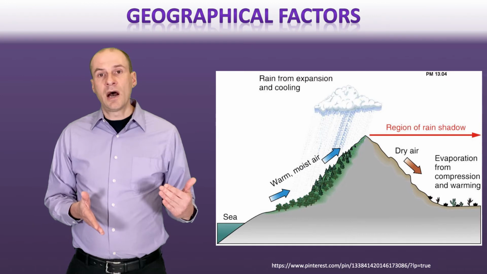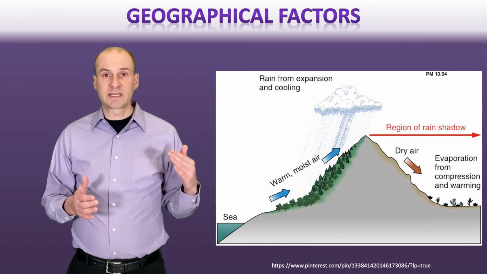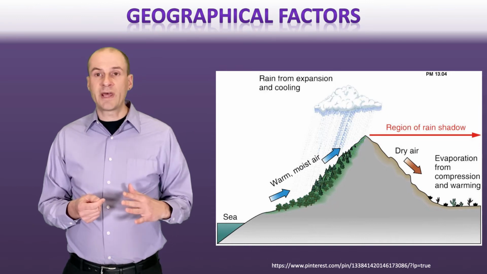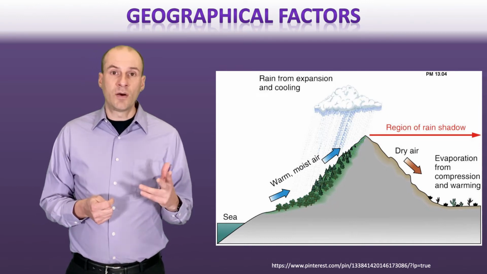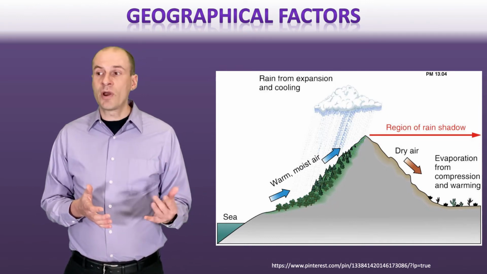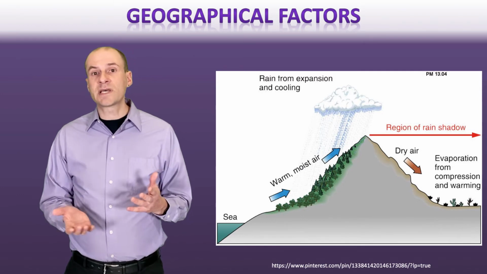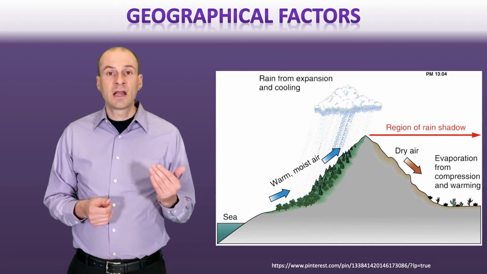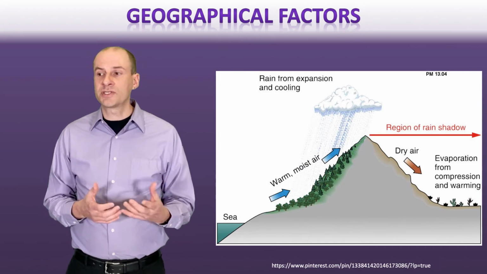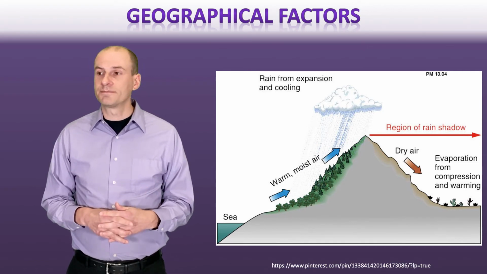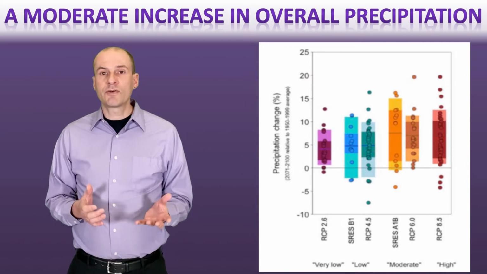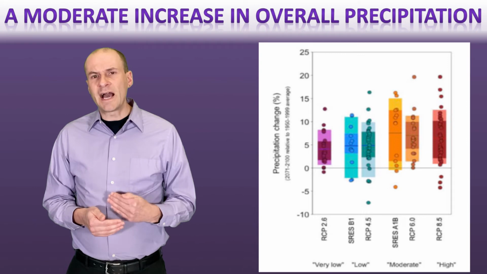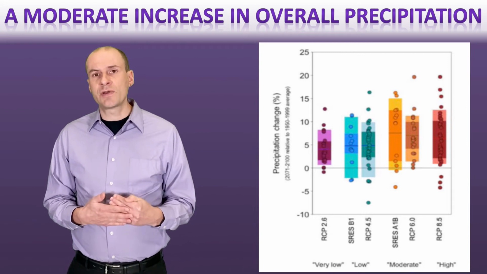So we see that the mountain ranges, Olympics and Cascades, cause a fair amount of precipitation, so that the western side of the mountains is fairly moist, and then the eastern side becomes quite dry. So eastern Washington being quite dry, a lot of their water comes from the glaciers that are in the mountains themselves. So in terms of overall precipitation for Washington State, our predictions actually are not seeing a huge increase in precipitation for the state.